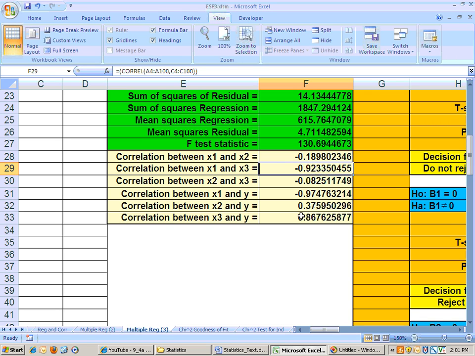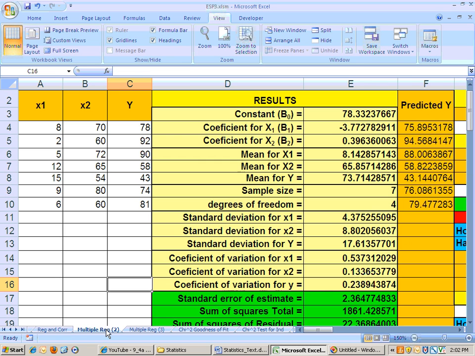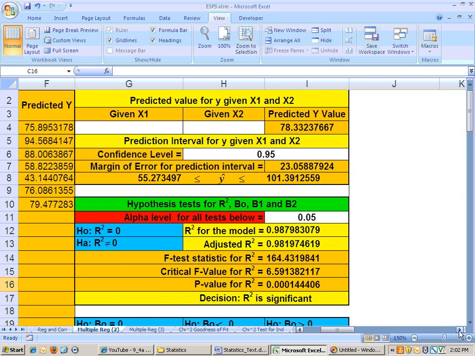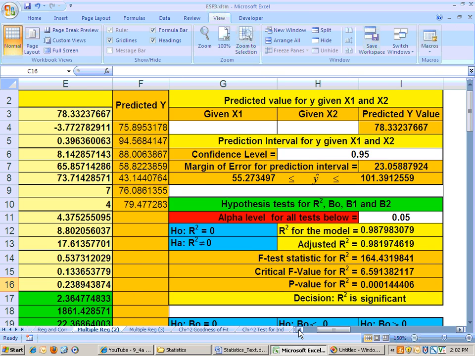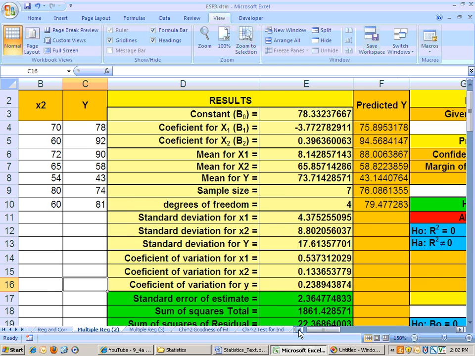Now, what's interesting is on this one, we're looking at X1 and X2 by themselves, skipping X3, and the coefficient of determination for the model is very close to 99%, what it was with all three. So that's showing that you're not getting very much more with that extra bit of data.